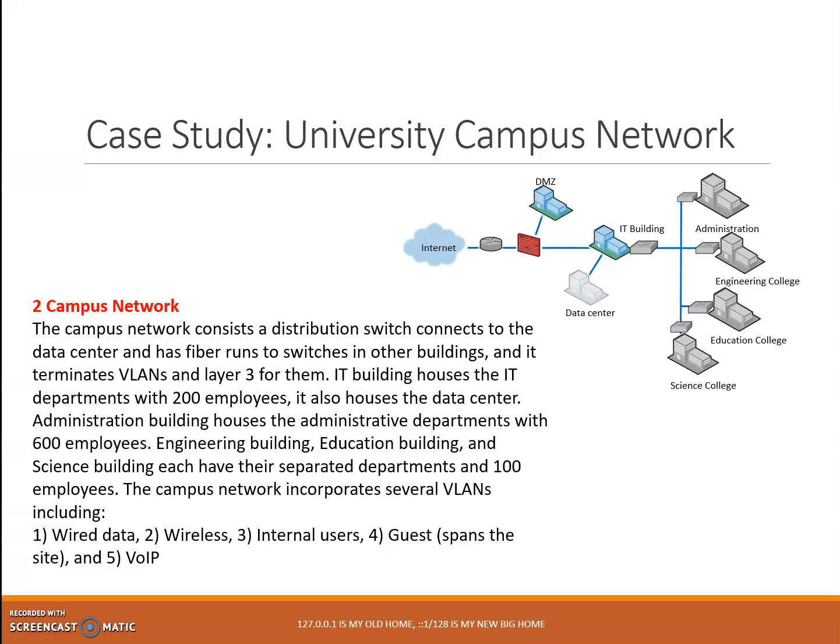And the administration building houses the administrative departments with 600 employees. The engineering building, education building, and the science building each have their separated departments. Actually, they are colleges inside the university. And each has 100 employees. The campus network incorporates VLANs, includes wired data, wireless, internal users, guests, and VoIP, voice over IP.